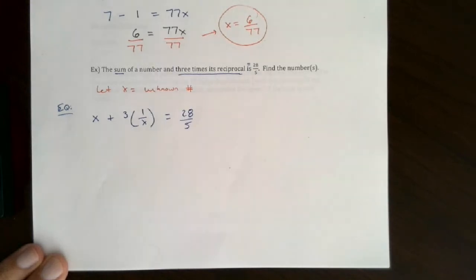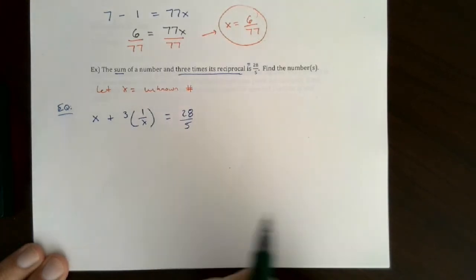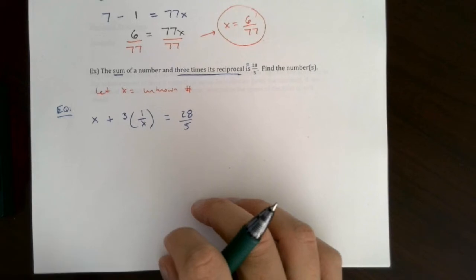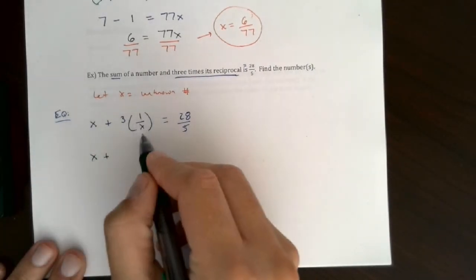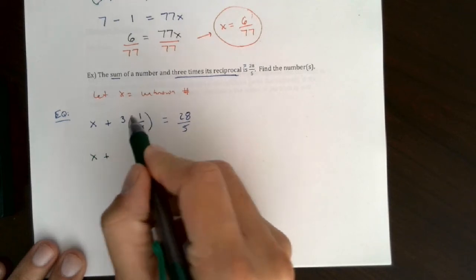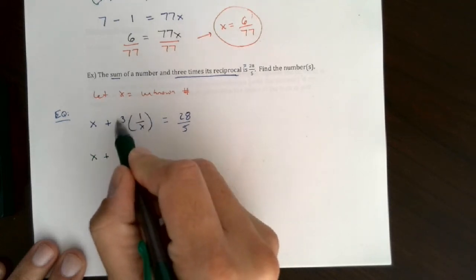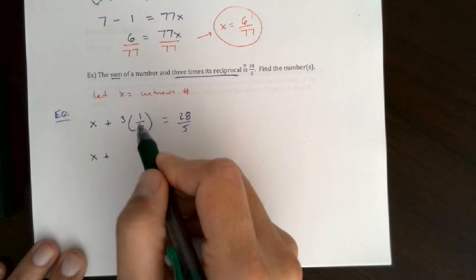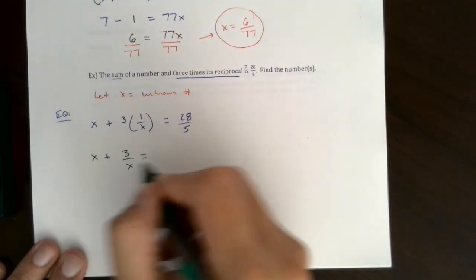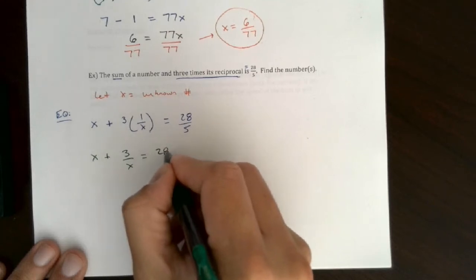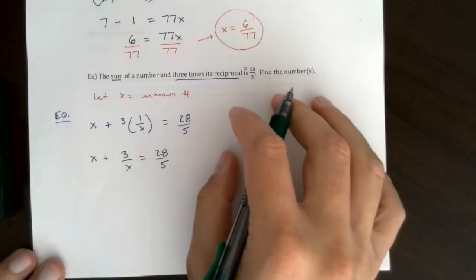Now once you have that, you want to solve this equation, keeping in mind that you could probably simplify this part here. We have x plus 3 times 1 over x. This is really like saying 3 over 1 times 1 over x. The way you multiply a whole number times a fraction is you multiply right into the numerator. So 3 times 1 would be 3 over x. And then this is x plus 3 over x equals 28/5. And now we have a rational equation.